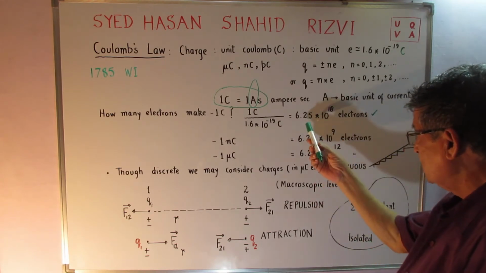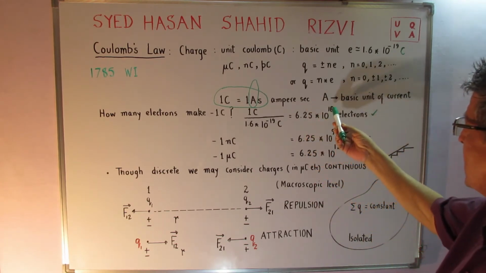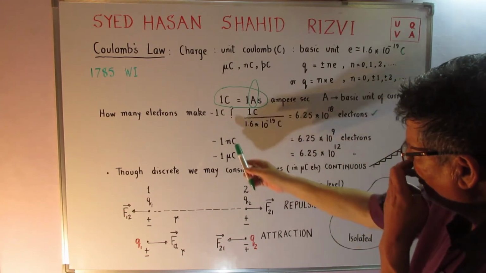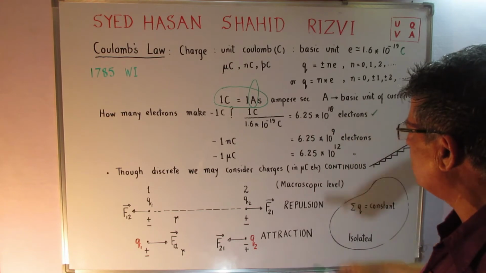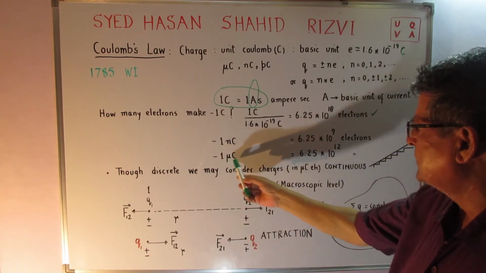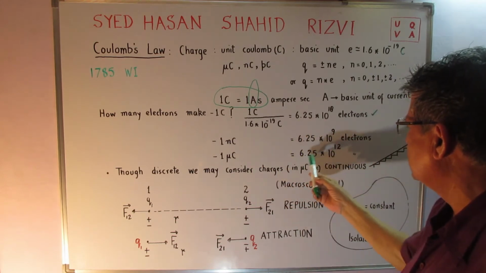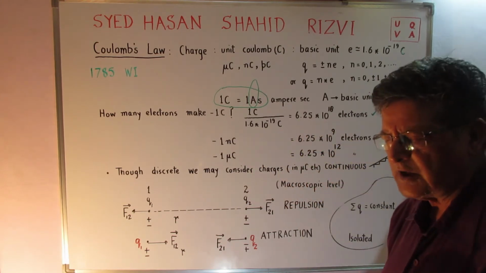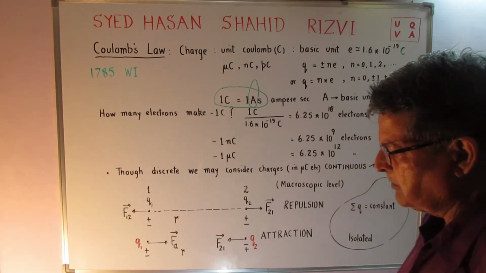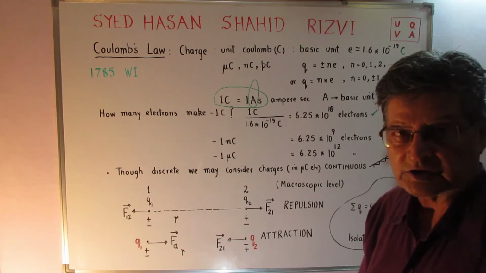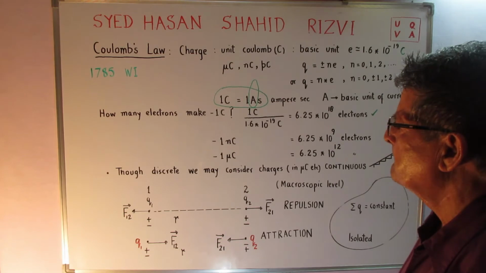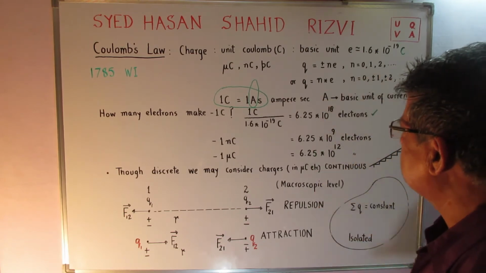So 1 Coulomb is 6.25 into 10 to the power of 18 electrons. So a nanocoulomb will have 6.25 into 10 to the power of 9, and a microcoulomb will have this into 10 to the power of 12 electrons. That is a million million, that is 1,000 billion, 10 to the power of 12. Anyway, this is one of the things.